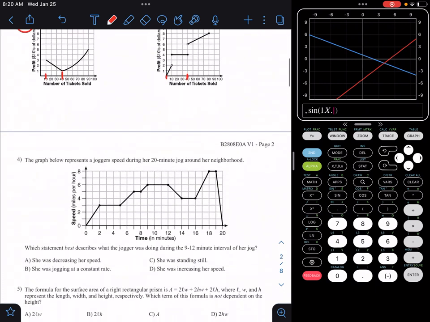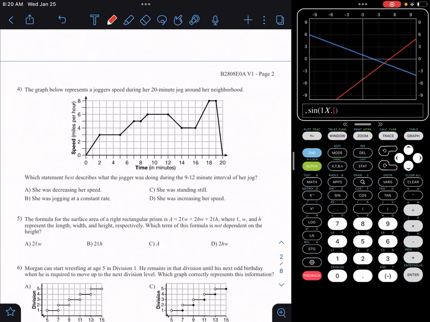Nice job. All right, let's look at number 4. The graph below represents a jogger's speed during her 20-minute jog around the neighborhood. Which statement best describes what the jogger was doing during the 9 to 12 minute interval of her jog? So from 9 to 12 minutes, what was going on? Well, it was staying the same, and that means the speed. Speed, same.